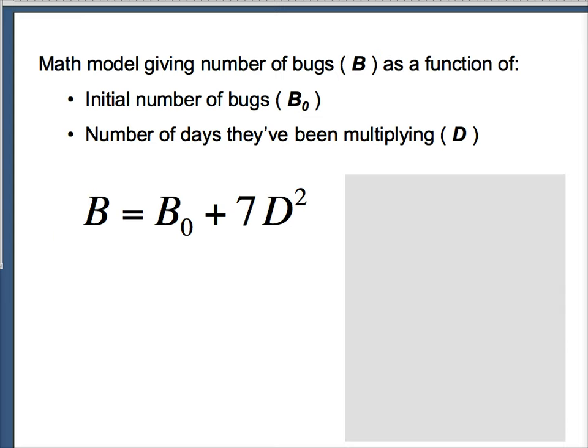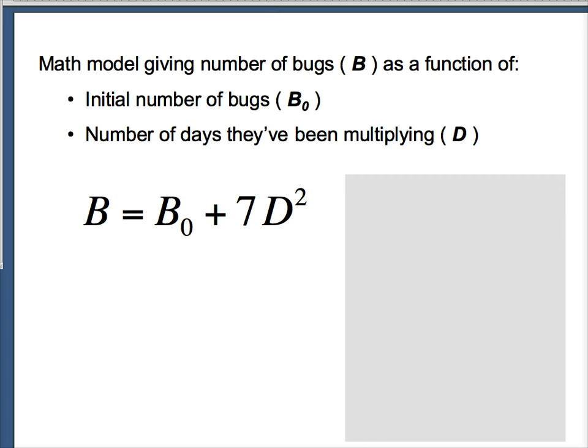Here's the idea. Suppose you have a math model, an equation basically, that gives you this number of bugs, we'll call it B, as a function of the initial number of bugs that you put in some container and the number of days they've been multiplying, which is, I guess, what bugs do. And let's say you have some reason to believe that this equation would describe that relationship. So if you put in the number 2 here for 2 days later, squared it, multiplied by 7, and added the initial number of bugs you had, that would tell you how many bugs you had after day 2.